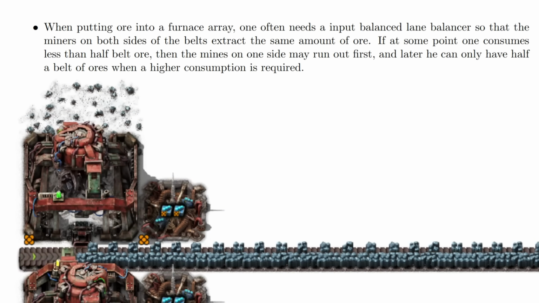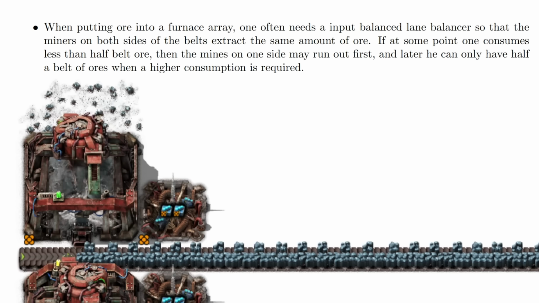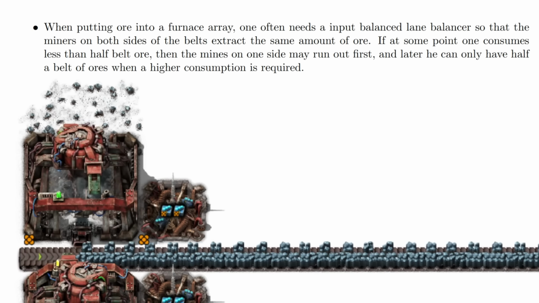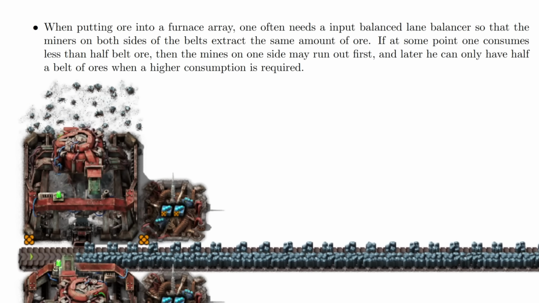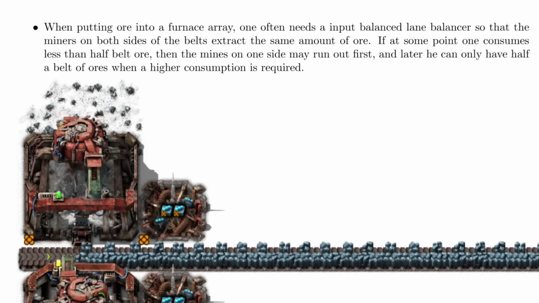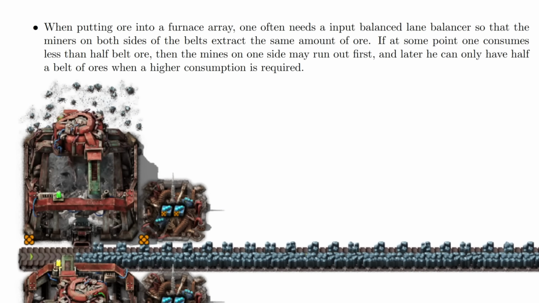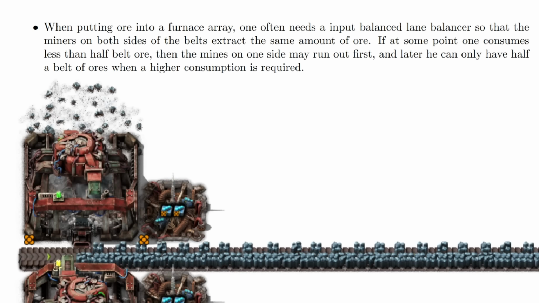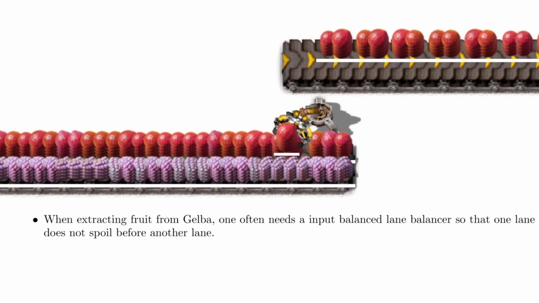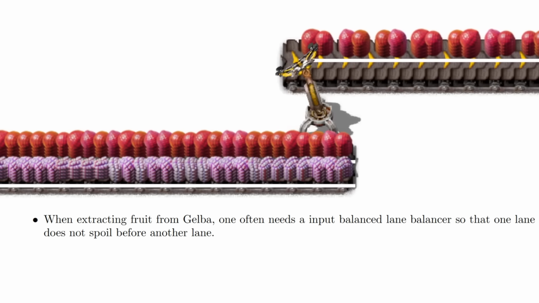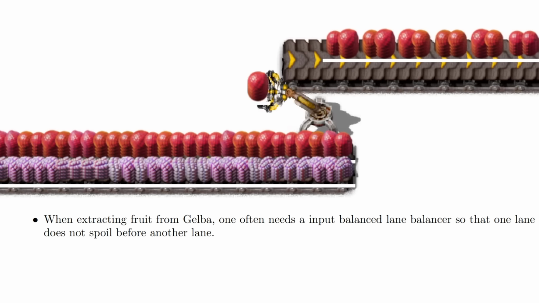3. When putting ore into a furnace array, one often needs an input balanced lane balancer so that the miners on both sides of the belts extract the same amount of ore. Because otherwise, if at some point one consumes less than half a belt of ore, then mines on one side may run out first, and later this side can only provide half a belt of ore when the higher consumption is required. 4. When extracting fruits from Gleba, one often needs an input balanced lane balancer, so that one lane does not spoil before the other lane.